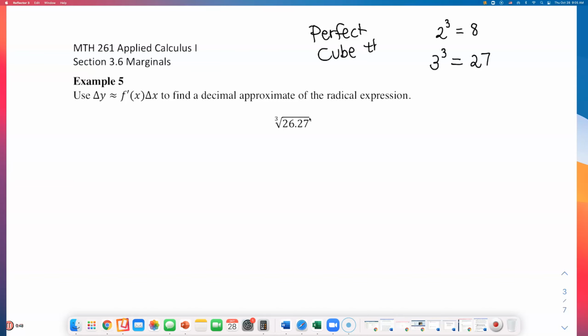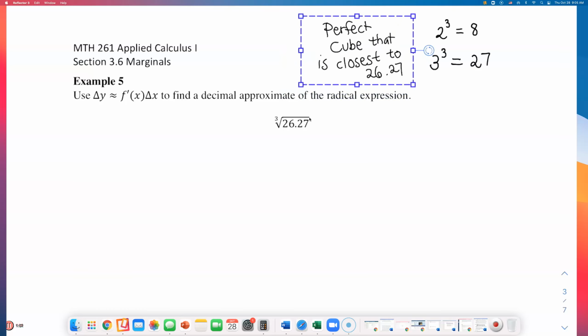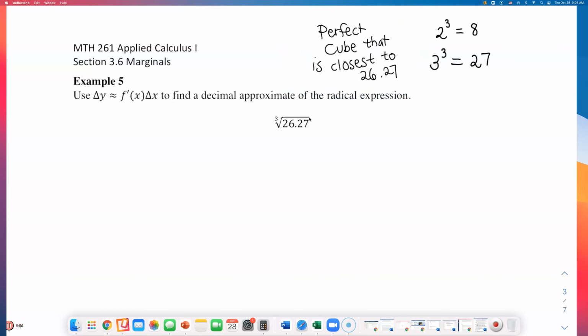I'm trying to find the perfect cube that is closest to 26.27. That's what I'm trying to do. That's why I started listing all these perfect cubes. And I think we got it.